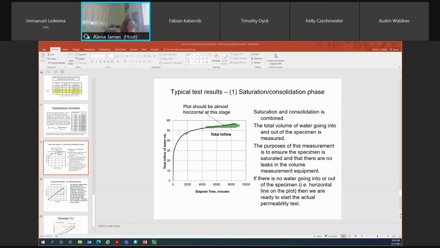If we were down in this region here and there were significant differences on a daily basis in the total inflow of water, then you know that the saturation process is still occurring and that you shouldn't begin the actual permeation phase or the seepage phase of the test. So as I mentioned, it takes about a week for these lines to stabilize and for them to plateau and be roughly horizontal.